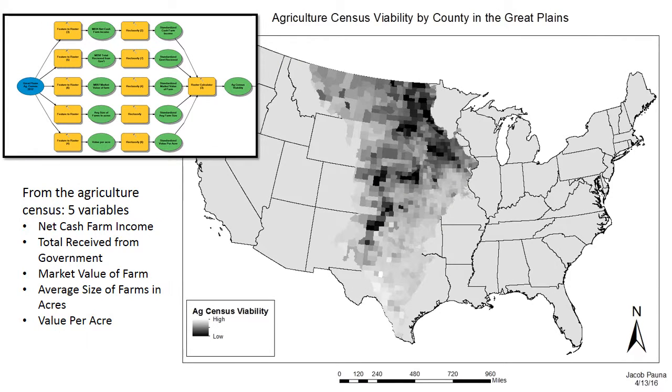The first variable that I used was the agricultural census. From the agricultural census, I chose 5 variables that I felt indicated how viable a land was by county. And these were net cash farm income, total received from government, market value of farm, average size of farm in acres, and value per acre. If the government were to deprivatize some farms for the sake of restoration areas, an ideal site would be very large but with low value per acre. So each county was ranked based on these variables, and the optimal counties are indicated in white.